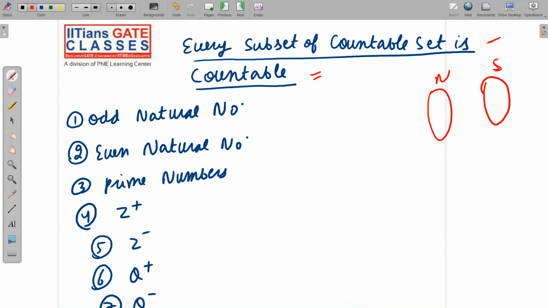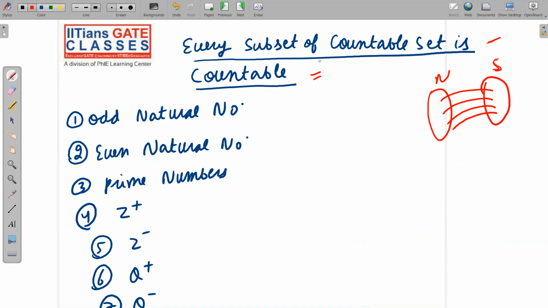So let me label this set as S. So I have established one-to-one correspondence between the natural numbers and this set. So obviously, I will be able to establish one-to-one correspondence between a small subset of it and, obviously, a subset of the natural numbers. So obviously, every subset of a countable set will be countable. I hope I have given you an intuitive idea.